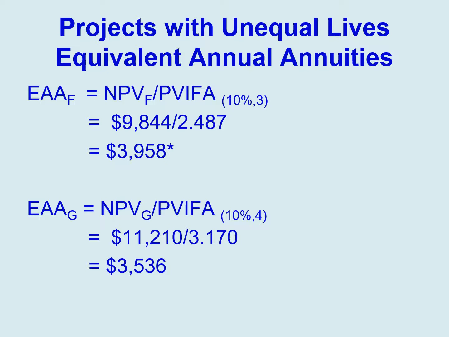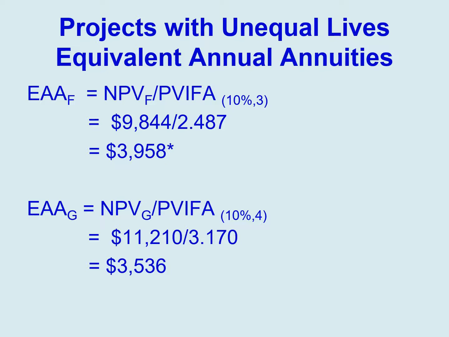So when you divide, you get $3,958. What that is telling us is that every year we're invested in this project, it's equivalent to an annuity added of $3,958, taking into consideration the time value of money. That's why we're not taking 9,844 and dividing by 3, because you get money each year and you can reinvest it. So it's the equivalent of adding $3,958 to the value of the firm.